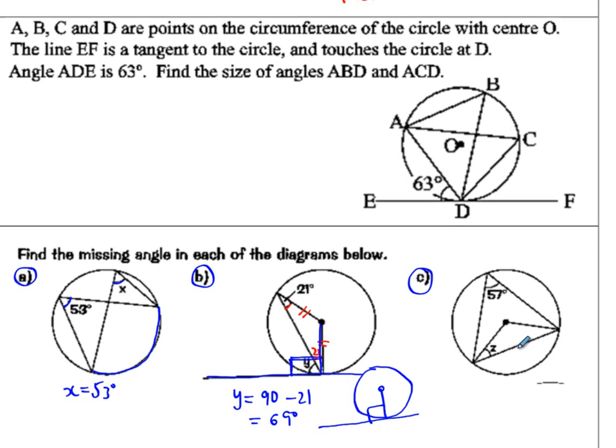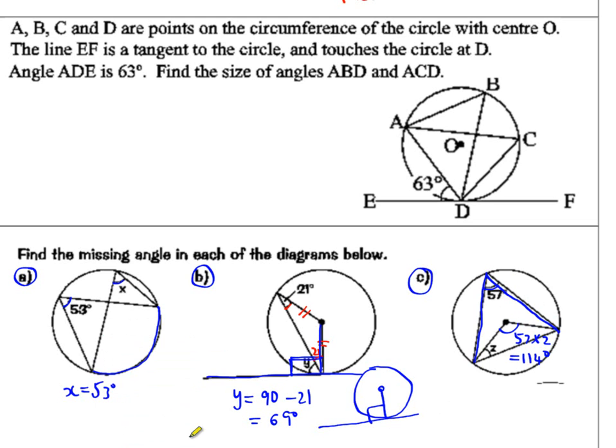Thus, how do we start? Well, that's 57. That is the angle at the circumference, and then the angle at the center is twice the angle at the circumference, so that is 57 times 2, which is equal to 114 degrees.